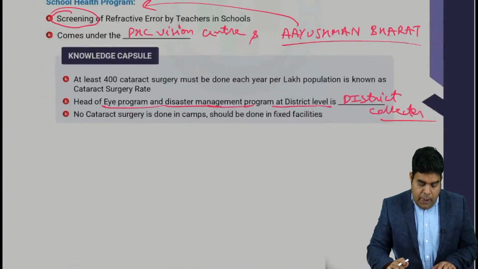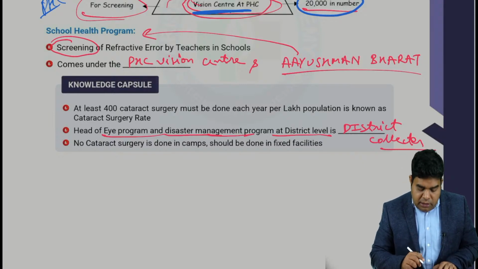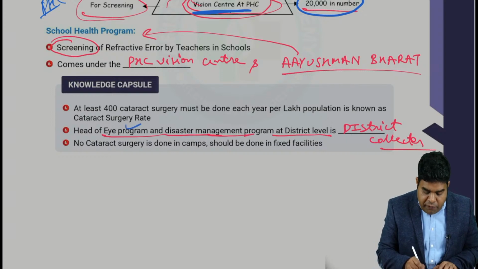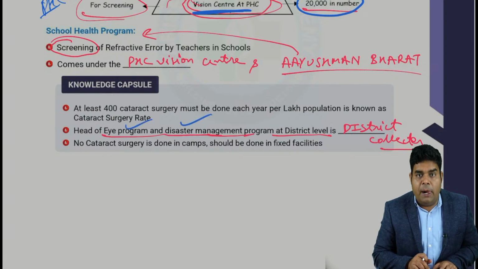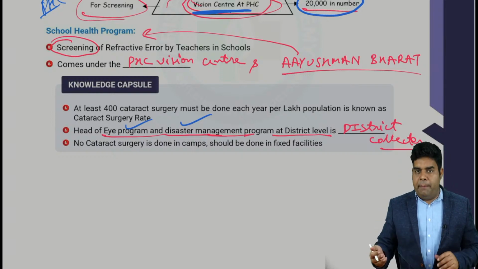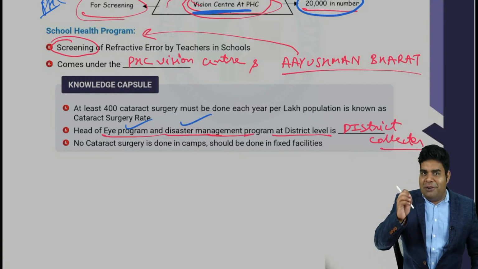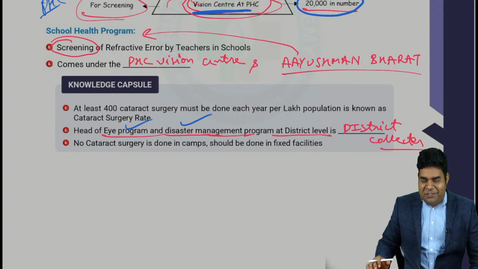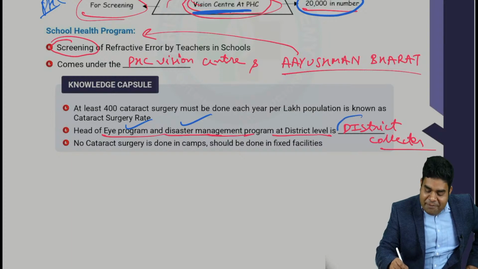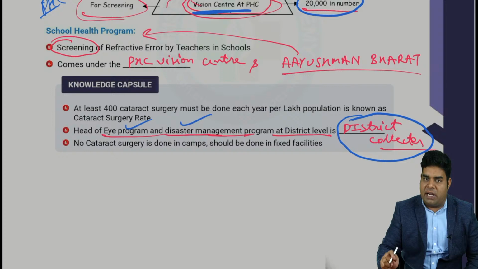We already discussed that the school health program comes under Vision Center of PHC and Ayushman Bharat. But they can ask who is the head of the eye program or disaster management program at district level: is it the district collector, the medical superintendent, or the CMO? We make head of the eye program the person who knows less about eye matters, so that he will not use the fund and send it back to the government. That's why the head is the district collector. Both disaster and eye program head is the district collector.